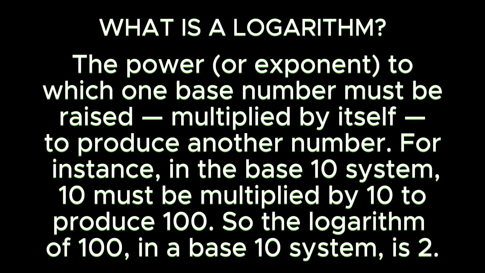So, in all, we ask, what is a logarithm? A logarithm is the power or exponent to which one base number must be raised and then multiplied by itself in order to produce another number. For instance, in the base 10 system, 10 must be multiplied by 10 to produce 100. So the logarithm of 100 in a base 10 system is 2, since 10 times 10 is equal to 100, and there are two 10s. So the answer is 2.